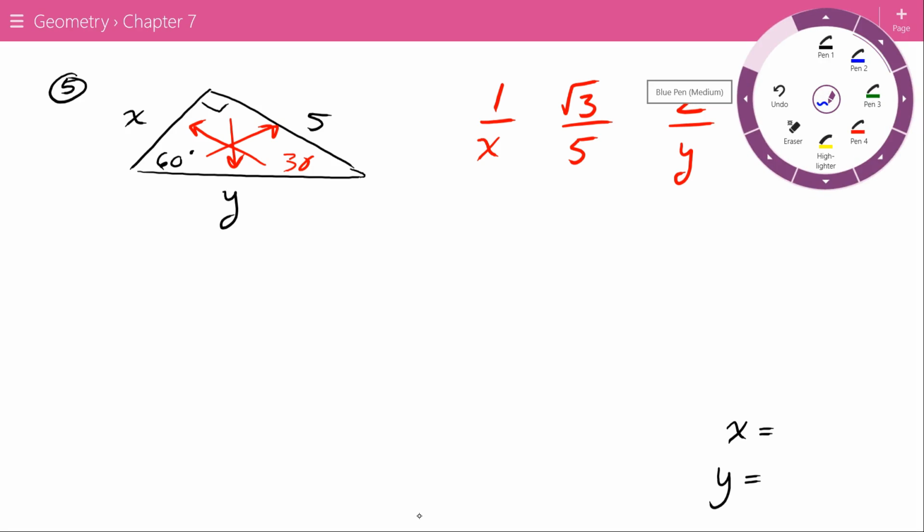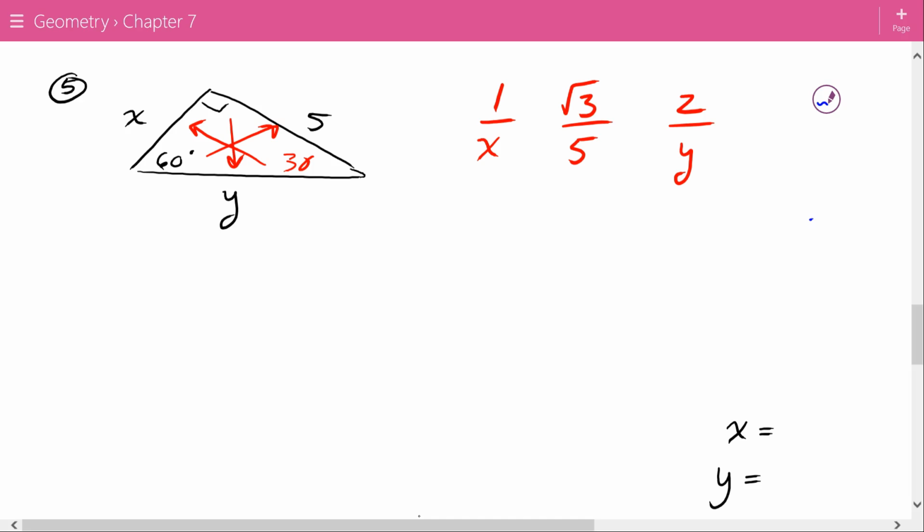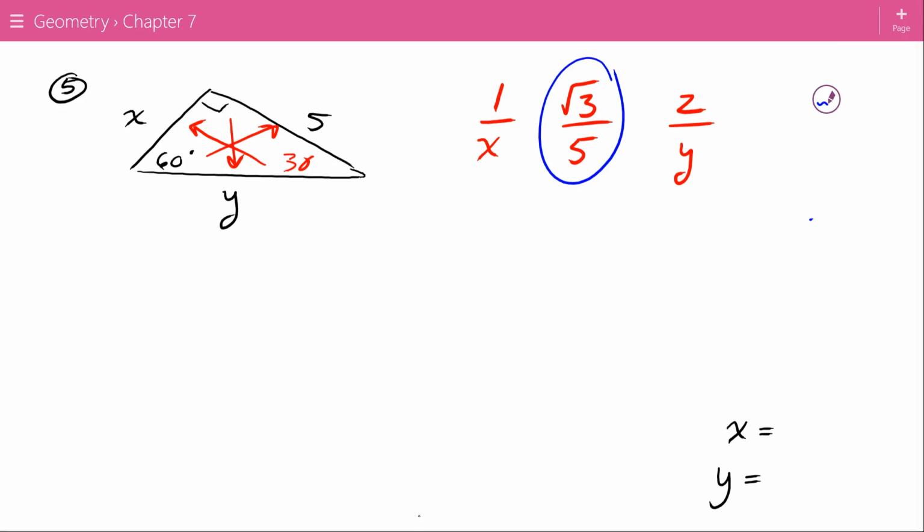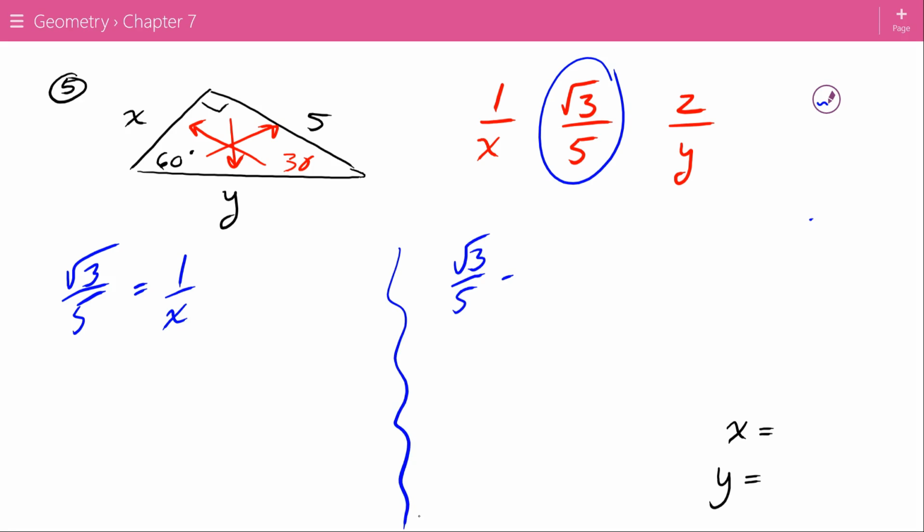So root 3 over 5, that's the one that we're going to go back to and use a couple of different times to set up our 2 problems. Our first one, we have root 3 over 5 equals, let's go ahead and solve for x first, 1 over x. And then our second one will be root 3 over 5 equals 2 over y. It's going to be the same math on both these. We're just going to cross multiply and solve, but the cross multiplication gets a little tricky here.